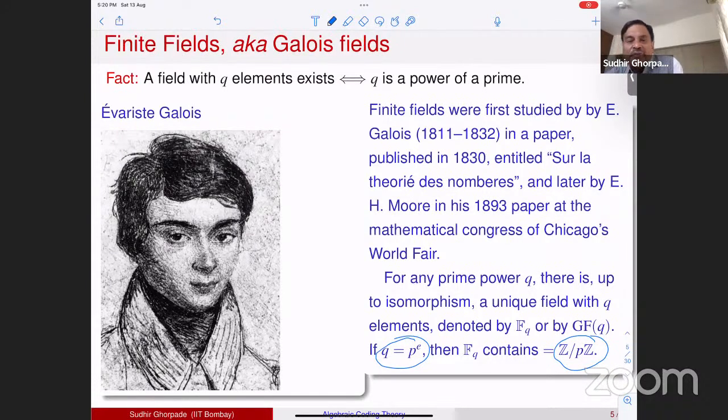These were first studied by Évariste Galois, whose name you may have heard in various contexts, theory of equations, Galois theory, and so on. As you can see, he lived a very short but eventful life. He died before he was even 21 years old in a duel, actually. And he wrote a paper which was published in 1830 called Sur la théorie des nombres, on number theory, which is where finite fields appeared for the first time.